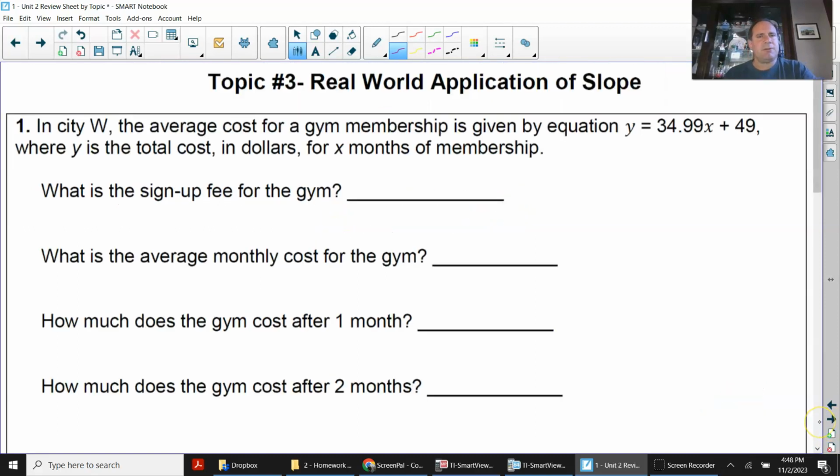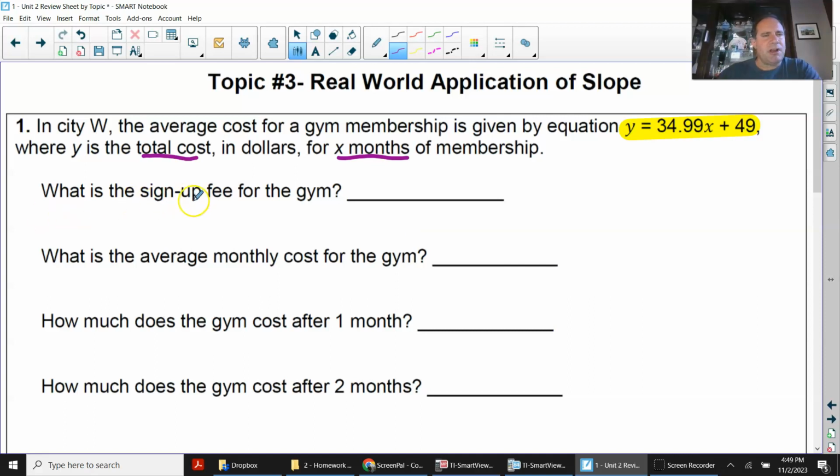All right, so topic number 3, real-world application of slope. In a city W, the average cost of a gym membership is given by this equation. Again, the equation is given to you, so you really don't have to do much. Y is the total cost in dollars, and X is the months of the membership.